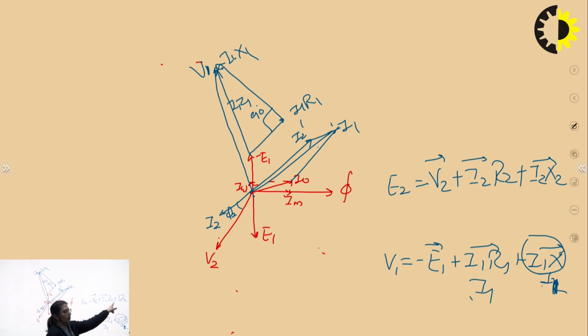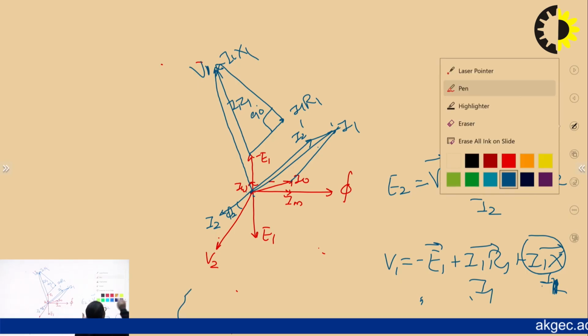Then I2R2, once again, what is I2R2? This is a purely resistive voltage corresponding to the current I2. Both should be in the same phase. I already have the phase of I2. I2 is already plotted. This is its phase. So I need to add I2R2 in such a way that it is in phase with I2. Fine.